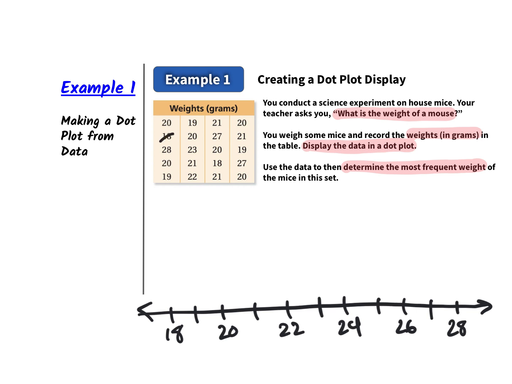So I see 18 twice. I'm going to make 2 dots. I'm going to make 19 3 times because 19 is on here 3 times. And then we just keep going at this pace. And so I'm going to fill these out for us here.